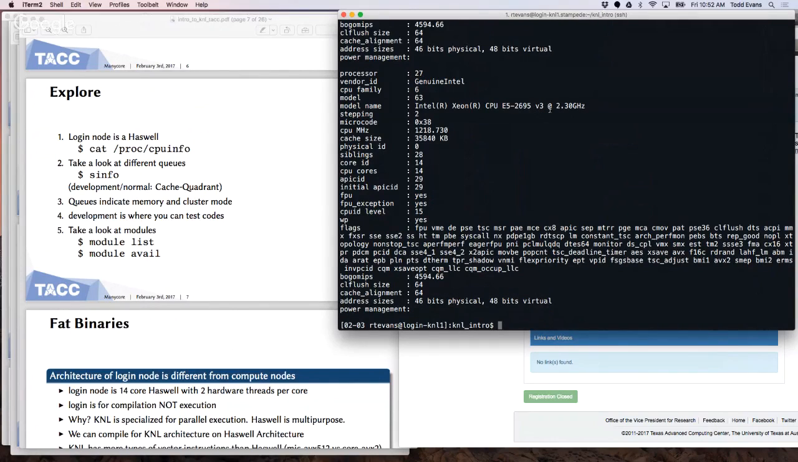Not that you need to know that, but if you're ever wondering, hey, am I on the login node or compute node, you can either look at this prompt here, which you may or may not have depending on how your bash terminal is set up, or you can dump this file and see, okay, there's not that many cores on here, so I must be on a login node.